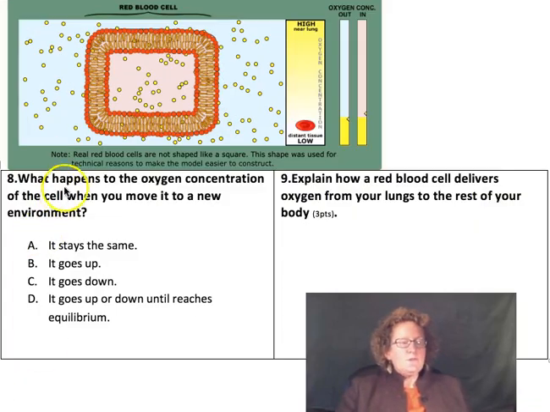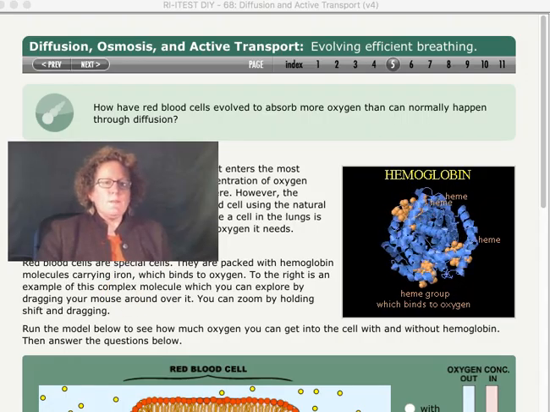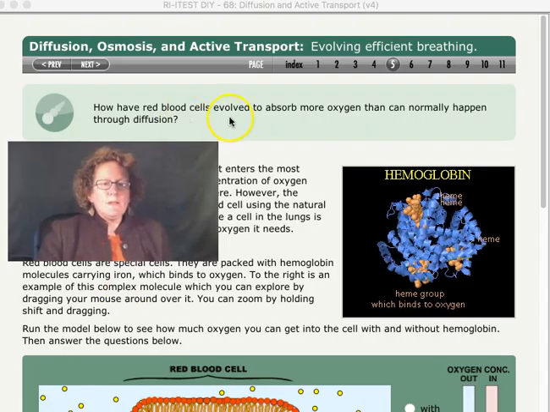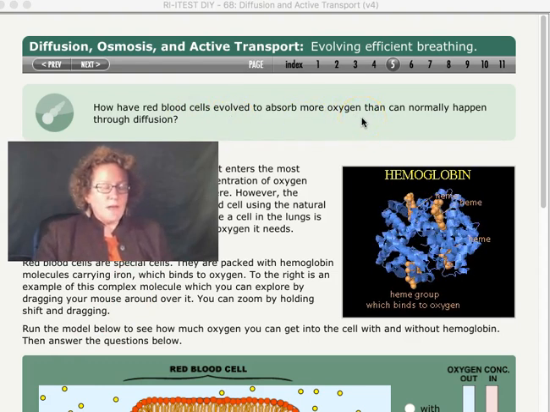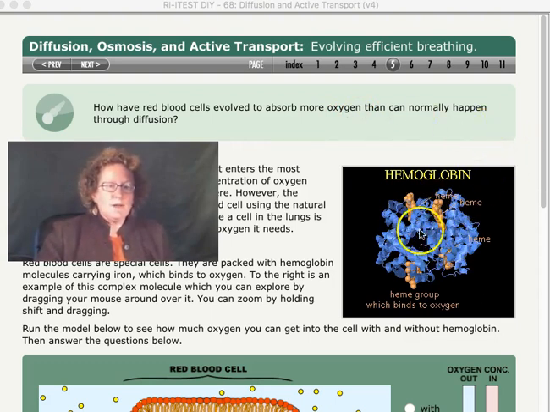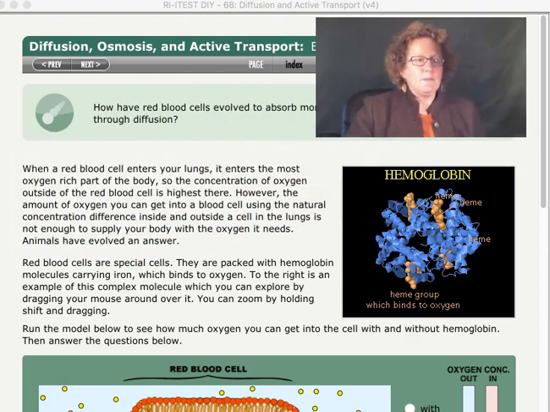So at this point, you should be answering number 8 and number 9 on your lab sheet. In this section, we're going to talk about hemoglobin. Red blood cells have evolved to absorb more oxygen than can normally happen through diffusion; they get a little help absorbing extra oxygen by using a protein called hemoglobin. Let's find out more about hemoglobin. When a red blood cell enters your lungs, it enters the most oxygen-rich part of your body.